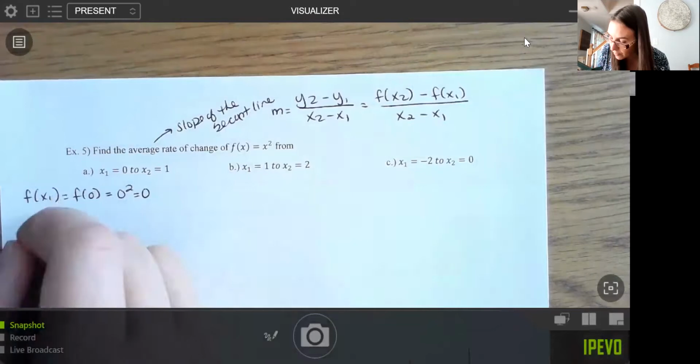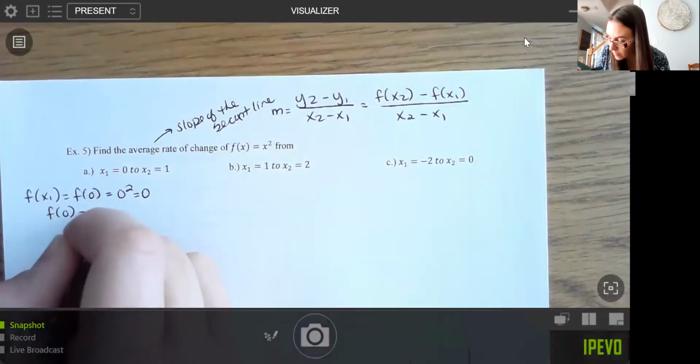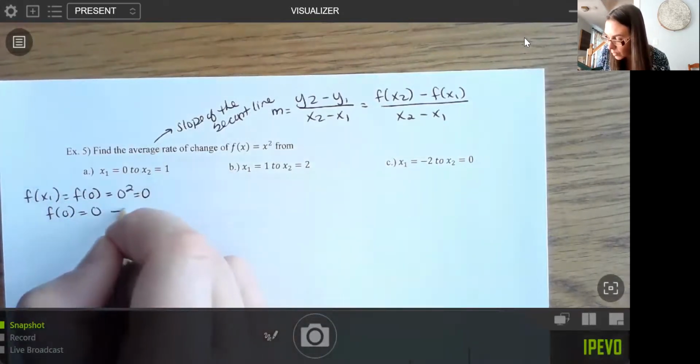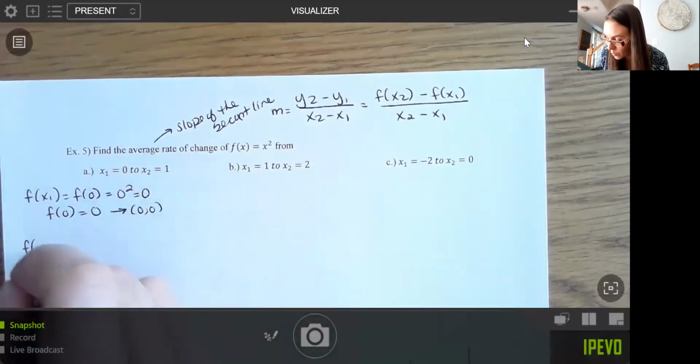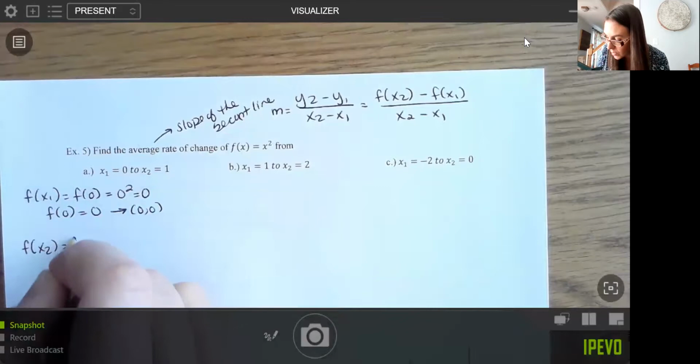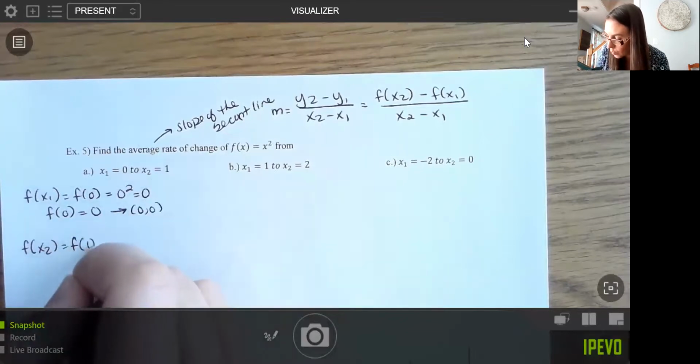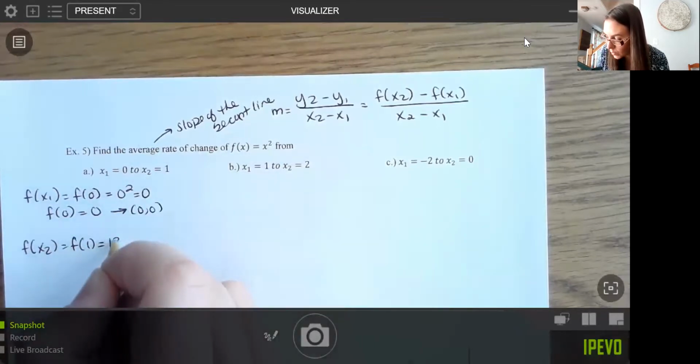So I have that f of 0 is equal to 0. And if you find it easier, remember you can write this as the point (0, 0). Now for my second one, here I'm using the value 1. So I'm just going to replace x with 1 in the formula. So 1 squared equals 1.